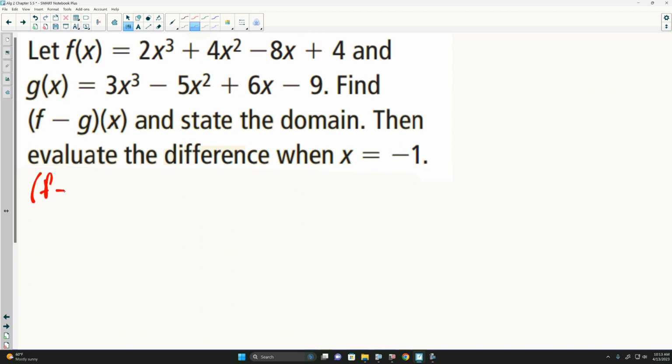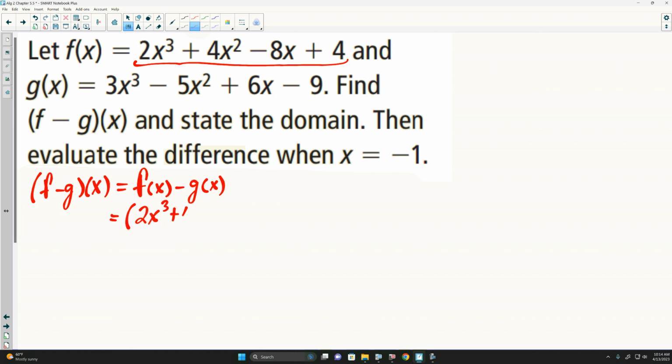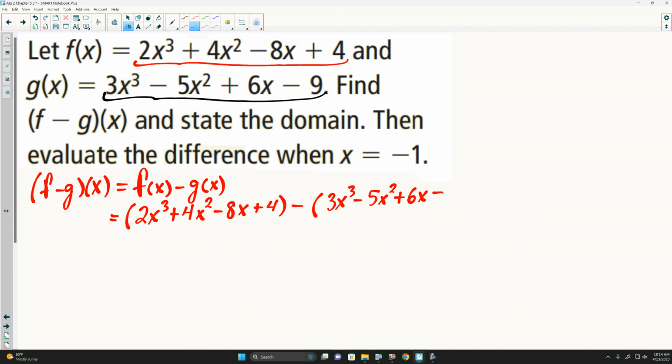So for this here, f minus g of x. So this is the same as saying f of x minus g of x. And we're going to input our functions in. So they told us f of x is all this here. So we replace f of x with 2x cubed plus 4x squared minus 8x plus 4. We replace g of x with its function, 3x cubed minus 5x squared plus 6x minus 9.